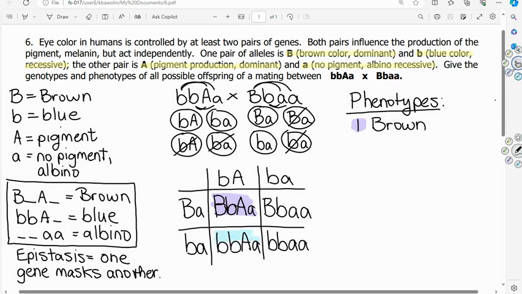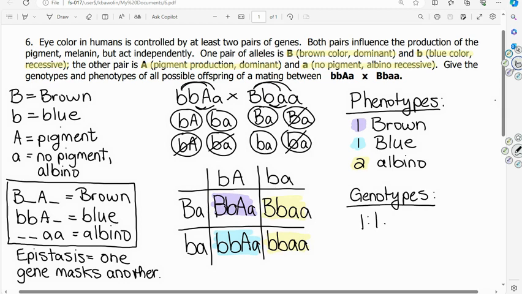Next, the individual that has two little b's and a capital A will have the phenotype of blue eyes. And then the other two have both recessive alleles for A, so they are albino. The genotypes, as we can see in the Punnett square, are all different, so the ratio is 1 to 1 to 1 to 1. And we're done.